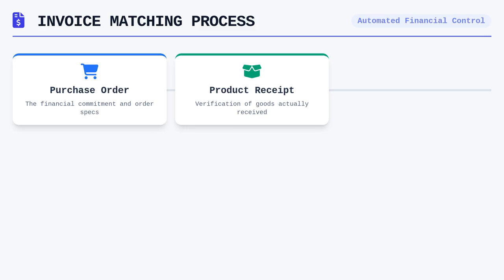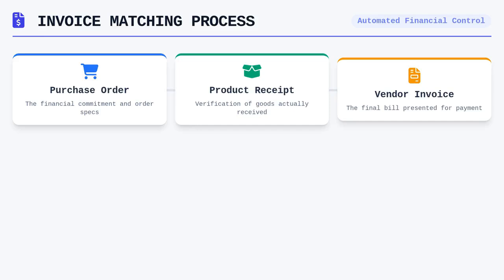This practice creates a rigorous audit trail that forces alignment between the financial commitment made at the time of purchase and the final invoice presented for payment. By delegating these repetitive verification tasks to the application, we reduce the burden of manual oversight while simultaneously minimizing the risks associated with human error or fraudulent activity.